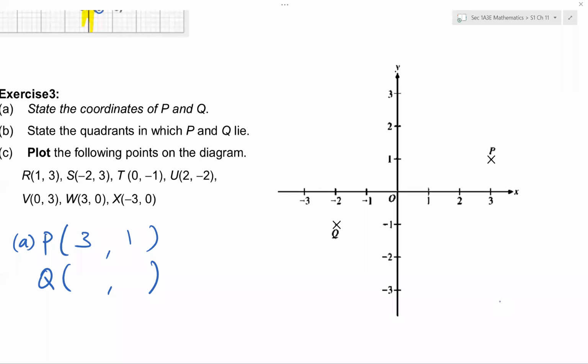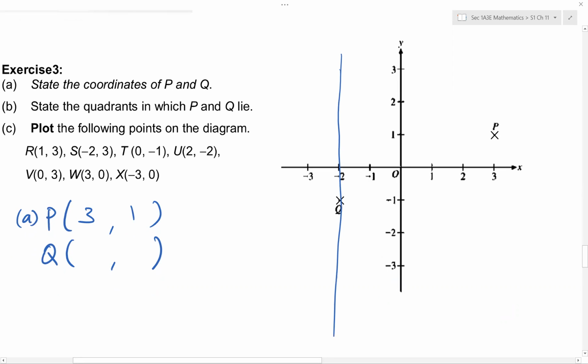Okay, so what about point Q? What block does point Q stay in? Glenn, what block does point Q stay in? -2, excellent. And what level does he stay in? Yeah, he stays at basement 1. So sad, right? He stays at basement 1.